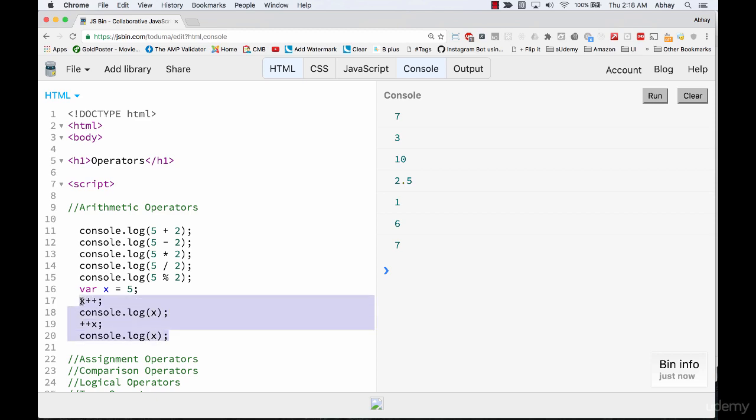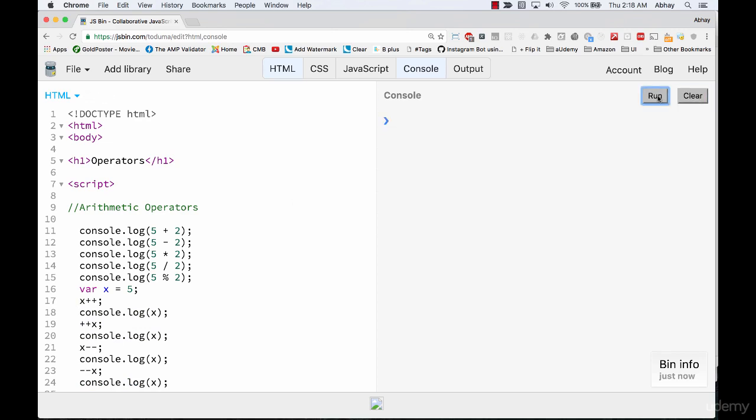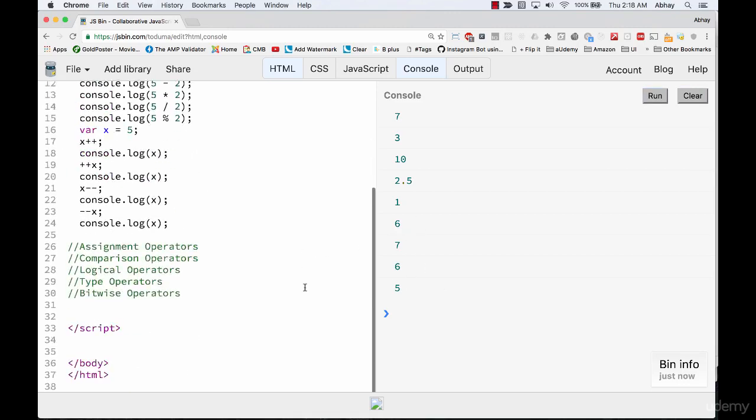Similarly, we also have the decrement operator, which is minus minus. Let's try and see what the values will be. And you can see it goes back to 6 and 5 respectively.